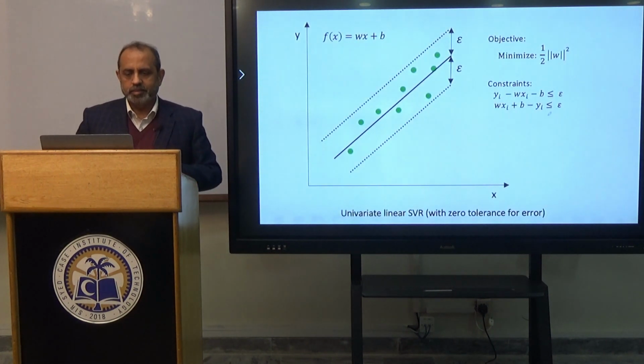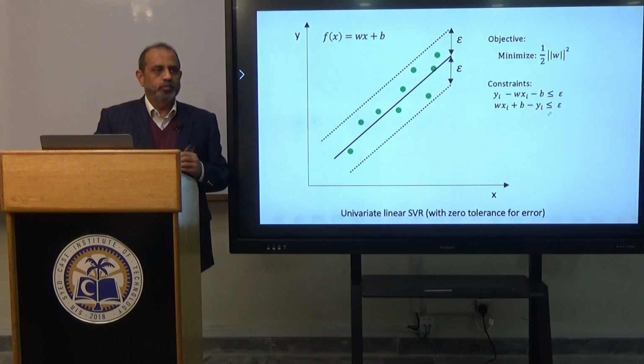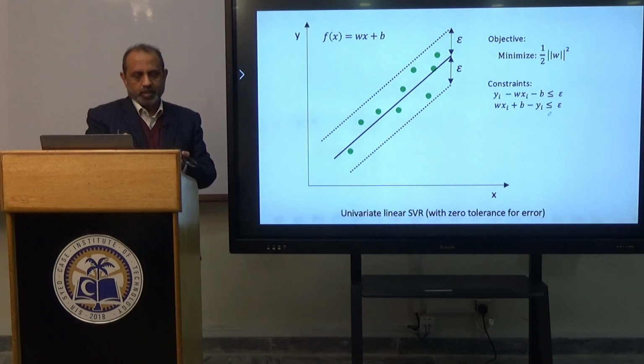Sir, is SVM always performed on 2 features at a time? No. You can have multiple features as well. For example, I'll just show you a code.